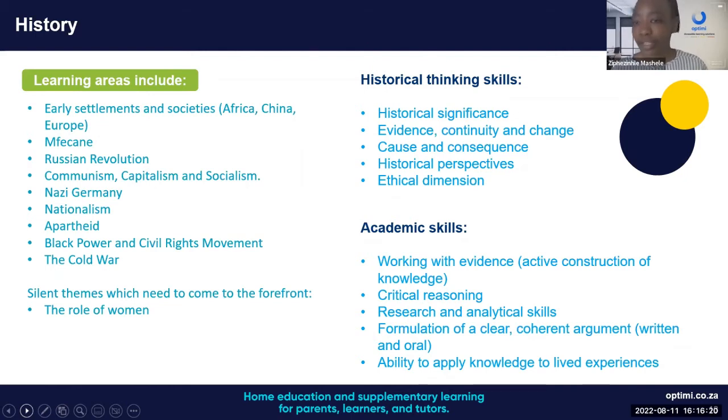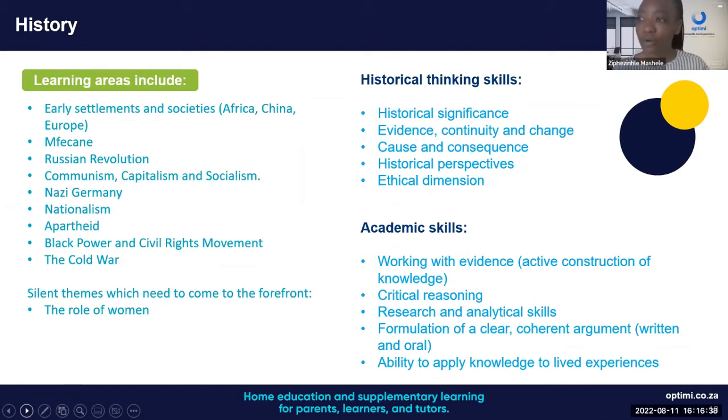We also look at factors like continuity and change. And here we try to understand the complex flows of history. We look at cause and consequences. And here we look at the different events and what they were caused by, and the ultimate results of it. We then look at historical perspectives.